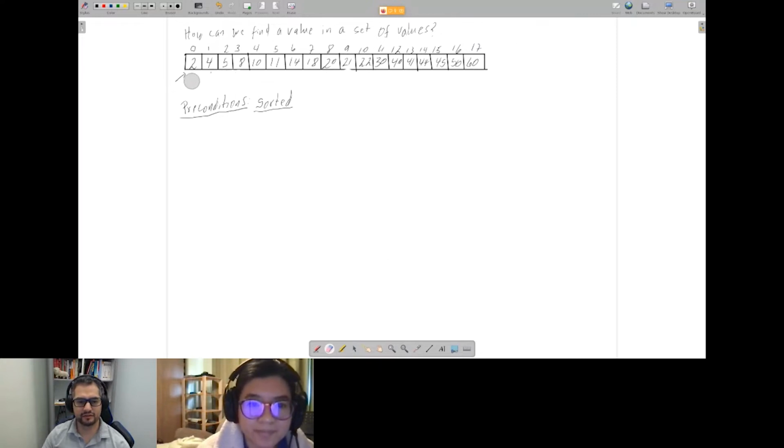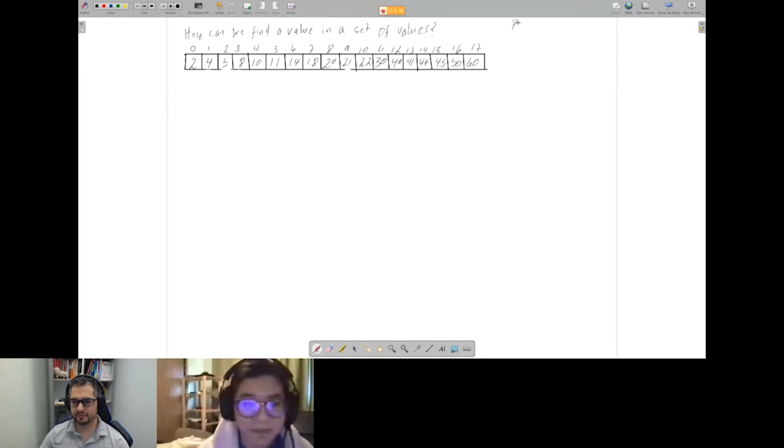Now, how do we make this more efficient? Does anyone have any suggestions? Can anyone think about how they might try to make this more efficient? Okay, nice. Diana says if it's sorted, go in the middle, and then left or right.